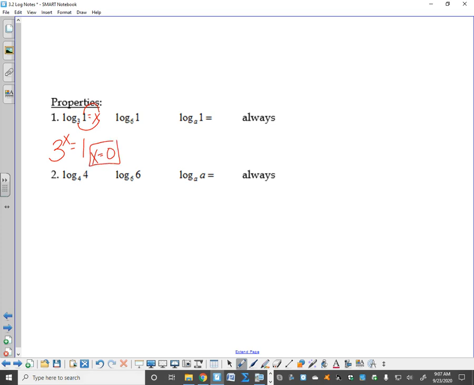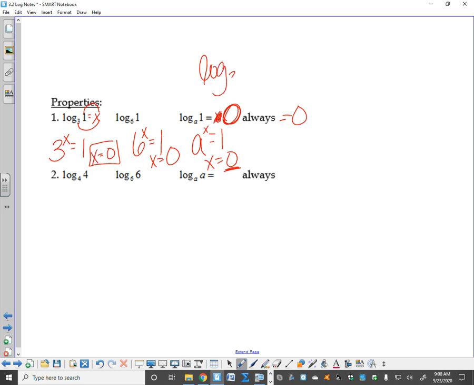Again, videos from before the school year started, those power videos. Second one, 6 to the something equals 1. Well, anything to the 0 power is a 1. So log base A to the x equals 1, x is going to equal 0. Log base A of 1 is going to equal 0. Always. It will always equal 0.